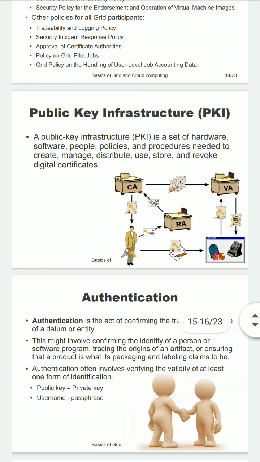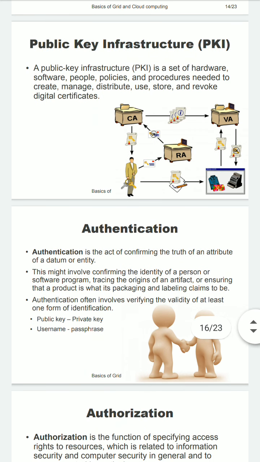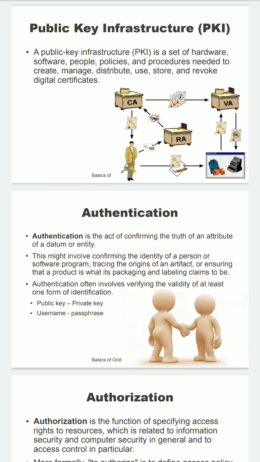These are some technologies used for security purposes, like public key infrastructure. This type of security involves encryption and decryption, where public key and private key are used, and the technology involved is symmetric and asymmetric encryption and decryption methods. So public key infrastructure, PKI, is a set of hardware, software, people, policies and procedures needed to create, manage, distribute, use, store and revoke digital certificates.